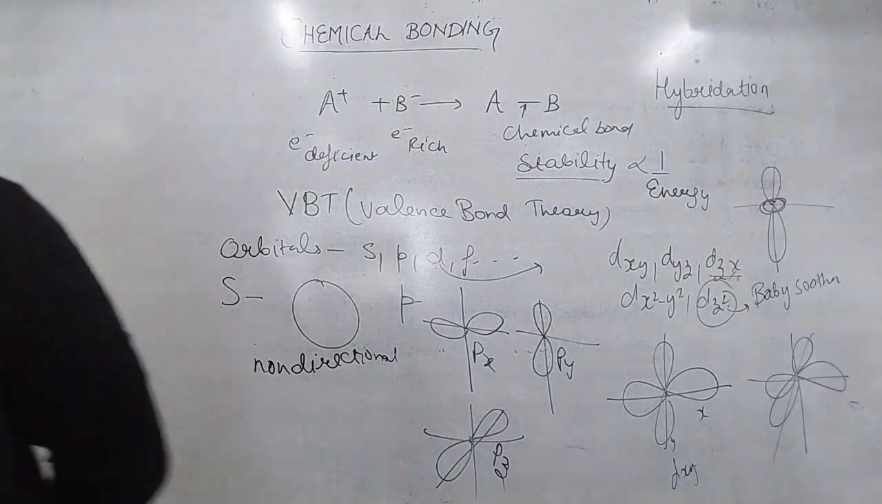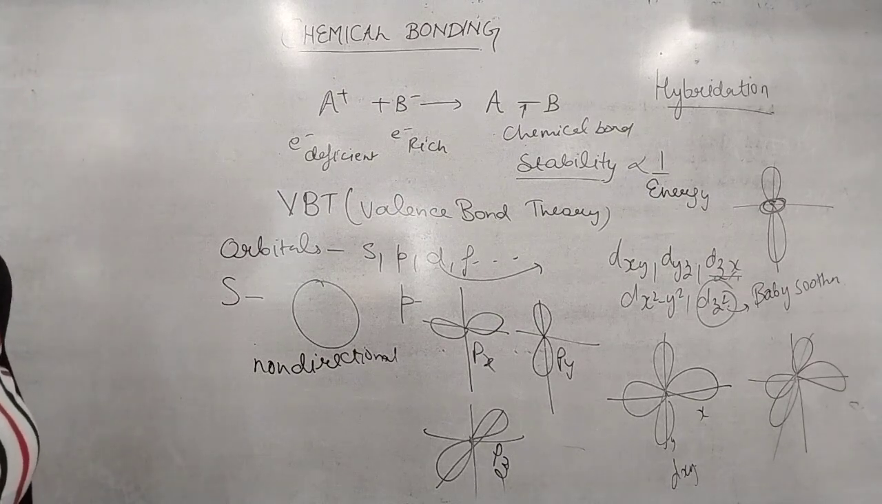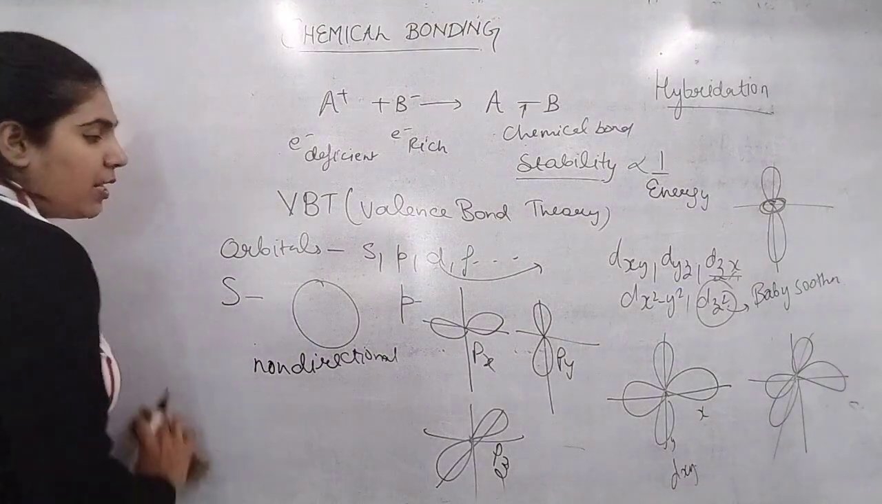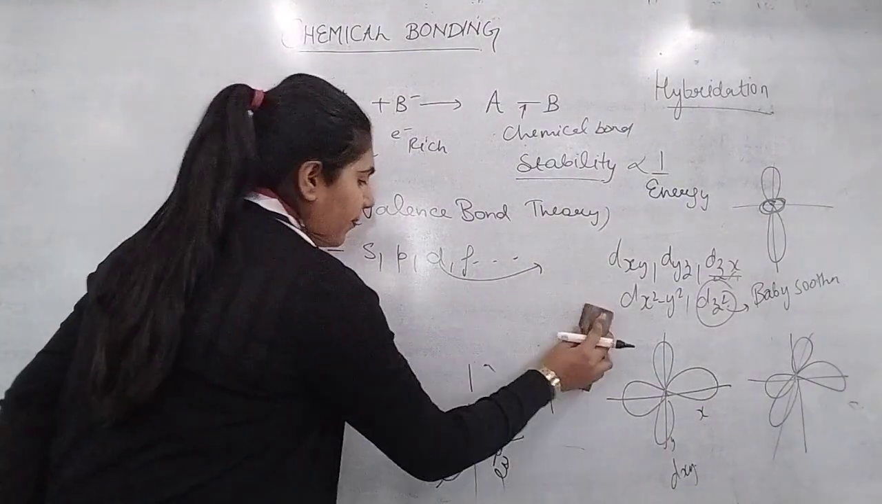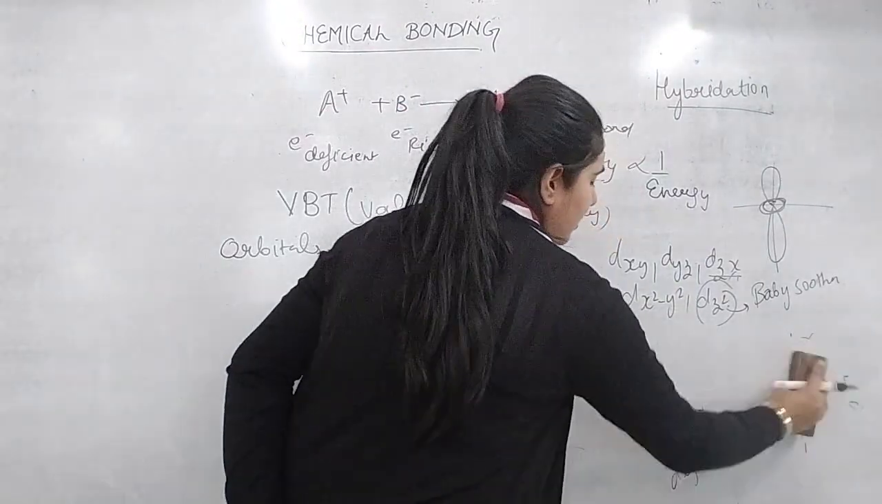Now this theory gave us the shapes of orbitals and how the overlapping takes place. Fine. Now according to VBT, how do different orbitals overlap? So let's discuss that.